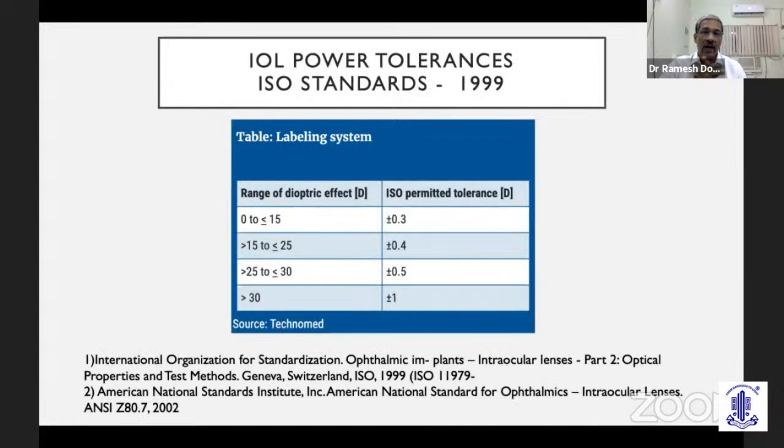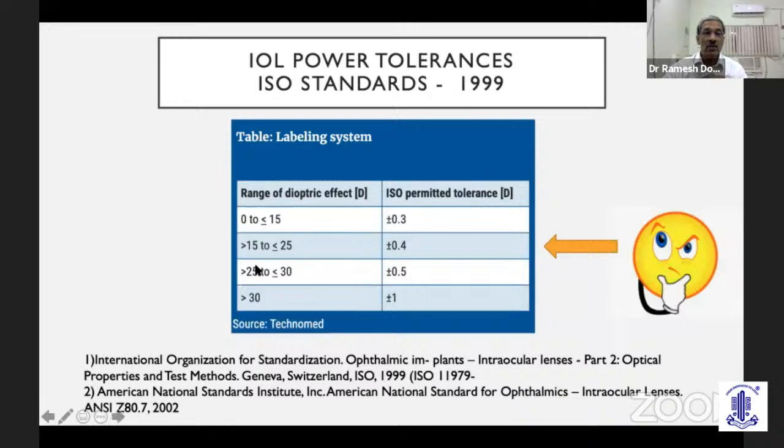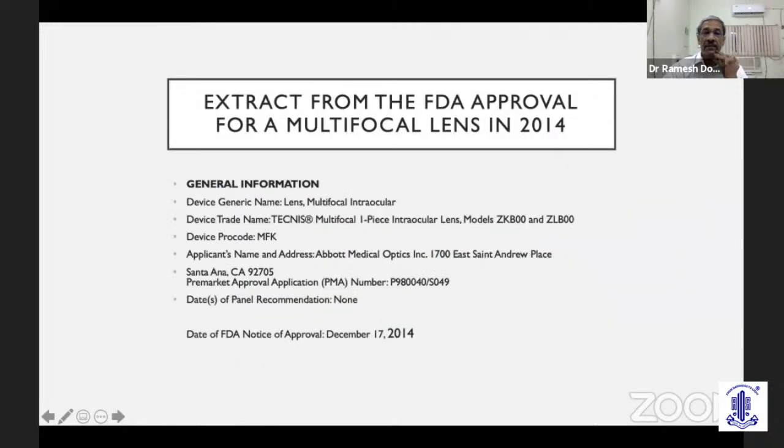My next topic is on IOL power tolerances. It's interesting that all our lenses are made as per ISO standards, which were defined in 1999. And what do these standards say? For the usual lens that we use with a power between 15 and 25 diopters, they permit a 0.4 diopter error, and they pass them.